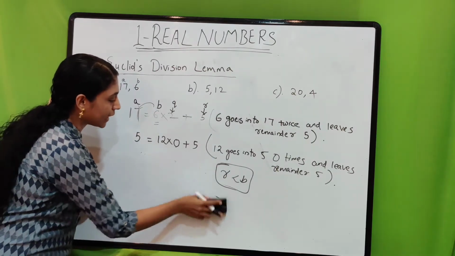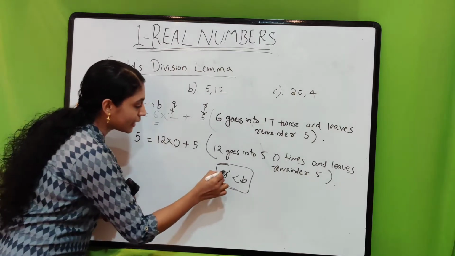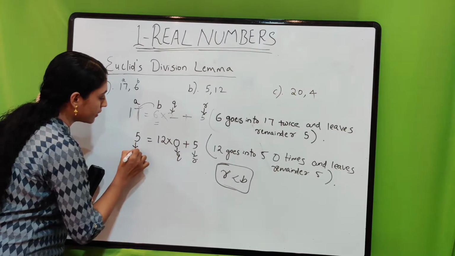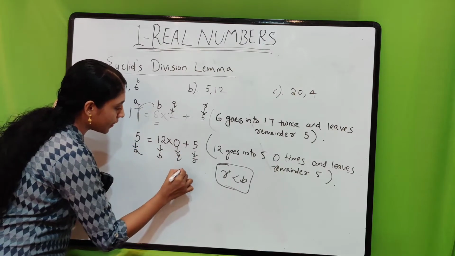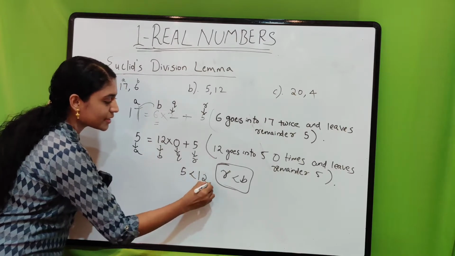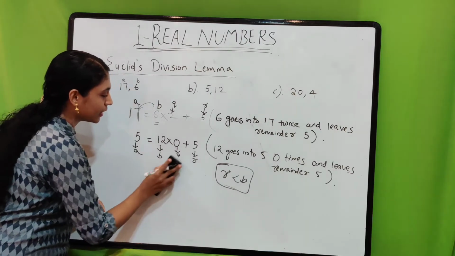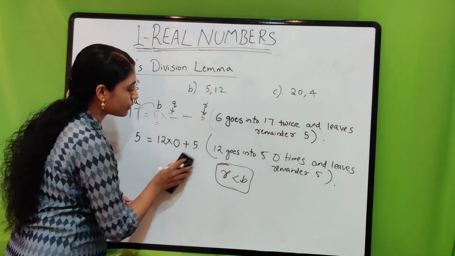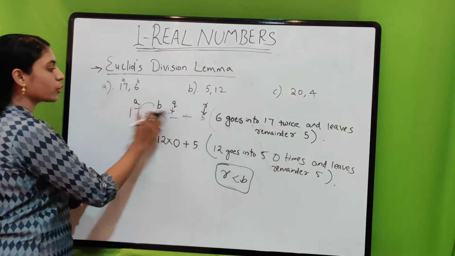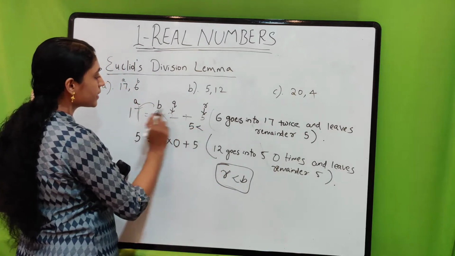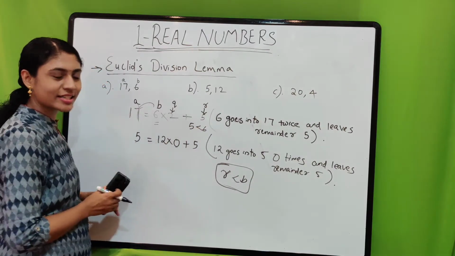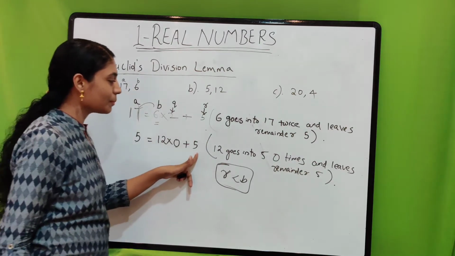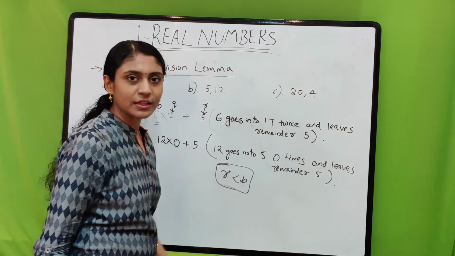So we have to write it like this. It should satisfy the condition R less than B. Here R is 5, and 5 is less than 12. That's why we have written it like that. Understood? So 5 is equal to 12 into 0 plus 5, which satisfies R less than B. Here also R is less than B: 5 is less than 6. That's why we have written it like that. So this equation, 5 is equal to 12 into 0 plus 5, means that 12 goes into 5 zero times and leaves remainder 5.